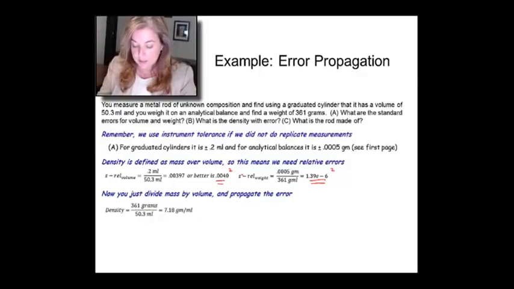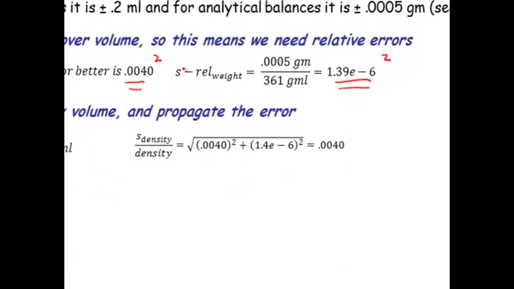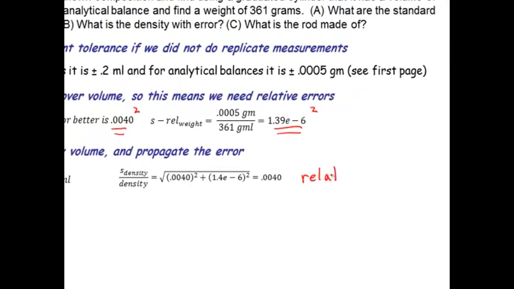So the density is easy. It's just mass divided by volume, and then to get at the relative error, we're going to basically say it's the 0.004 squared plus 1.4 times 10 to the minus 6 squared. Take the square root, and that's now a relative error.